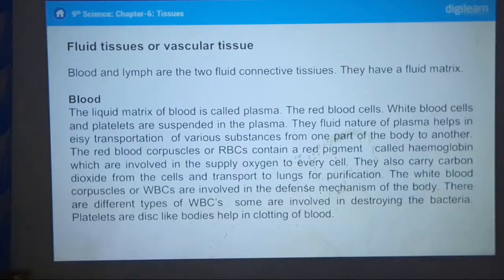The white blood corpuscles or WBCs are involved in the defense mechanism of the body. There are different types of WBCs. Some are involved in destroying the bacteria. Platelets are disc-like bodies that help in clotting of blood.